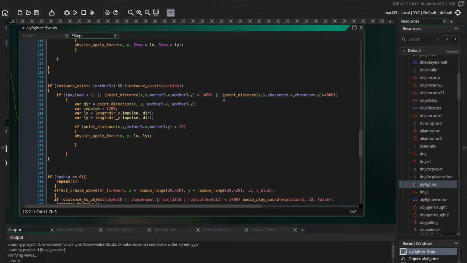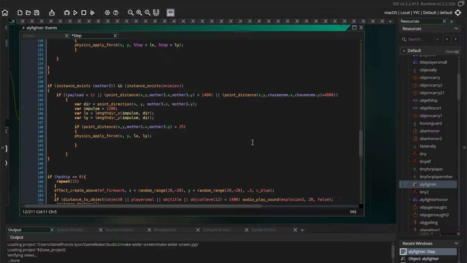I found they did a little bit better this way. And so this code is very similar to what I read above. Direction, point direction. This points in the direction of the mothership. Impulse, constant impulse. Again, lengthdir_x, lengthdir_y. So the X component and Y component of the vector that points towards the mothership. And then I can use this to apply a constant force towards the mothership.